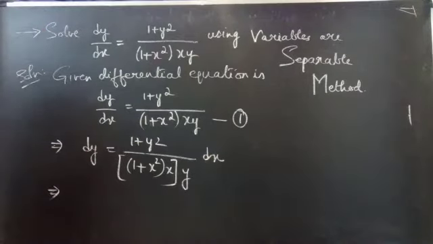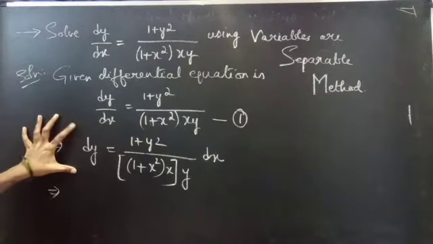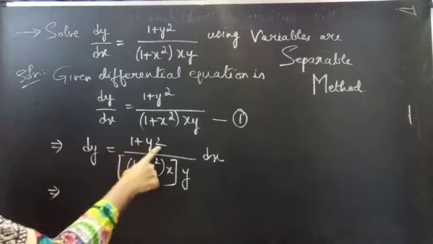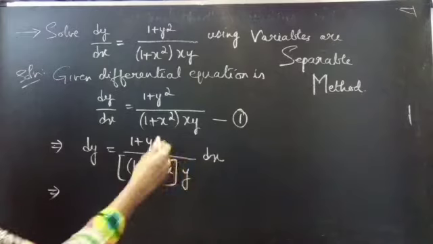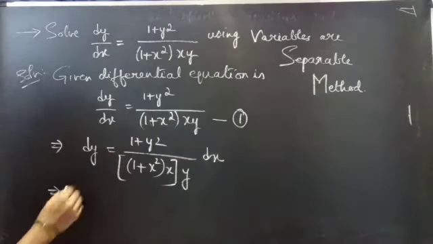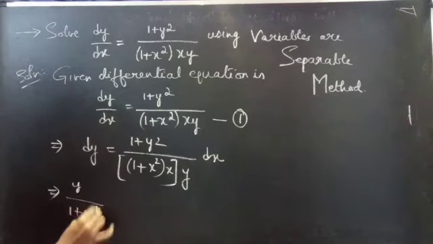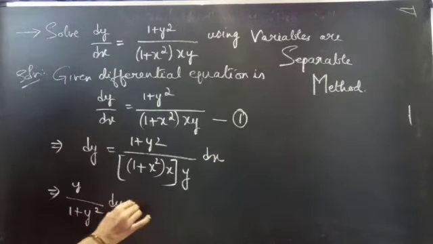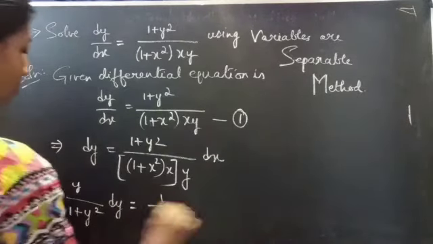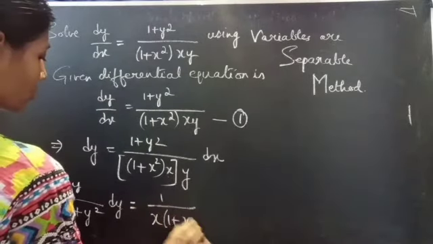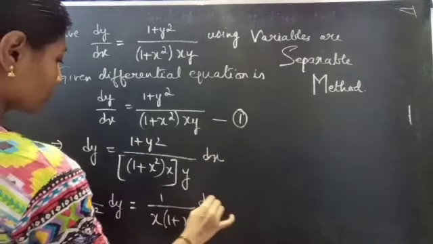Now take all the y terms on the LHS. Okay. So you're having (1 plus y square) by y on the RHS, so you're taking it to the left hand side. You'll get y by (1 plus y square) into dy equals 1 by x into (1 plus x square) into dx.